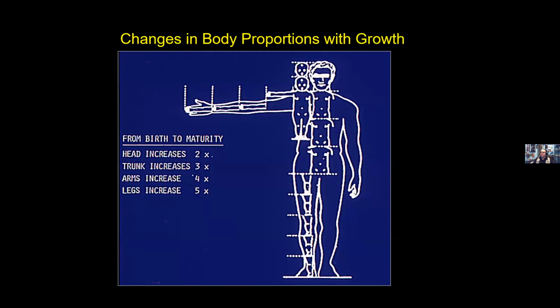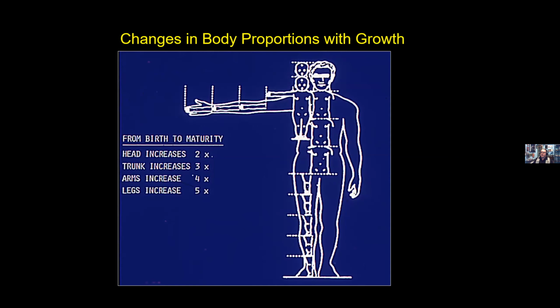So again, this slide is illustrating the changes in body proportion. We can see that at birth, your head is half its adult size, your arms are 1/4 of their adult size, your legs are 1/5 of their adult size, and your trunk is 1/3 of its adult size. The other important thing to realize is that growth occurs from distal to proximal. So your feet and hands grow first, and then your arms and your legs are growing.